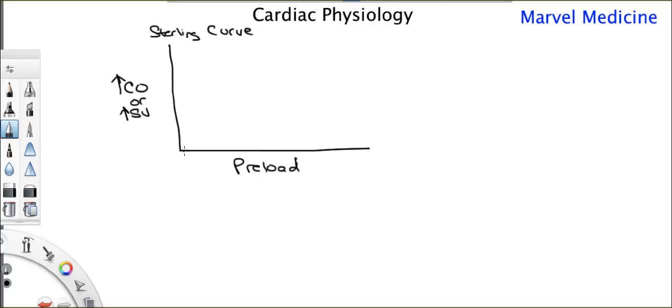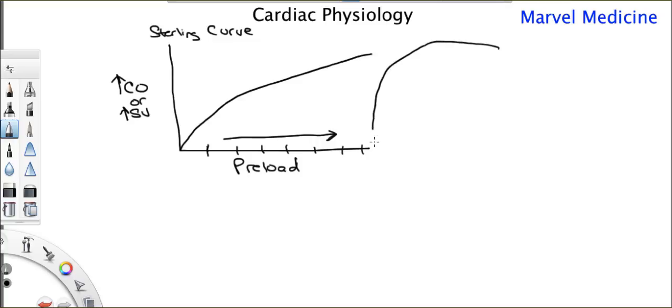The first thing you do whenever you see a graph, and I'm telling you, you'll see a lot of graphs on Step 1, is you look at the axes. Look at what the x-axis is, look at the y-axis. Preload and cardiac output, and stroke volume. What do I see here? As preload increases, stroke volume and cardiac output increase. Okay, that's how you should be reading this graph. You should say to yourself, well, as preload is increasing, what's happening to my stroke volume, cardiac output? It's increasing also.